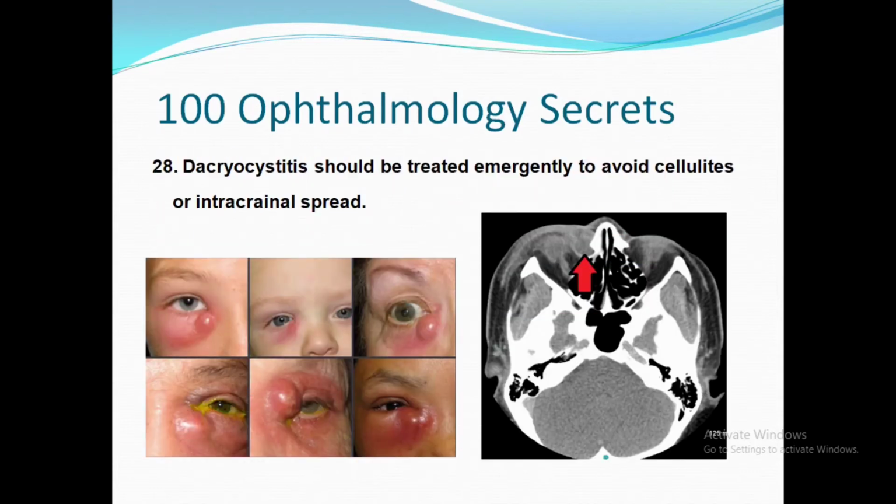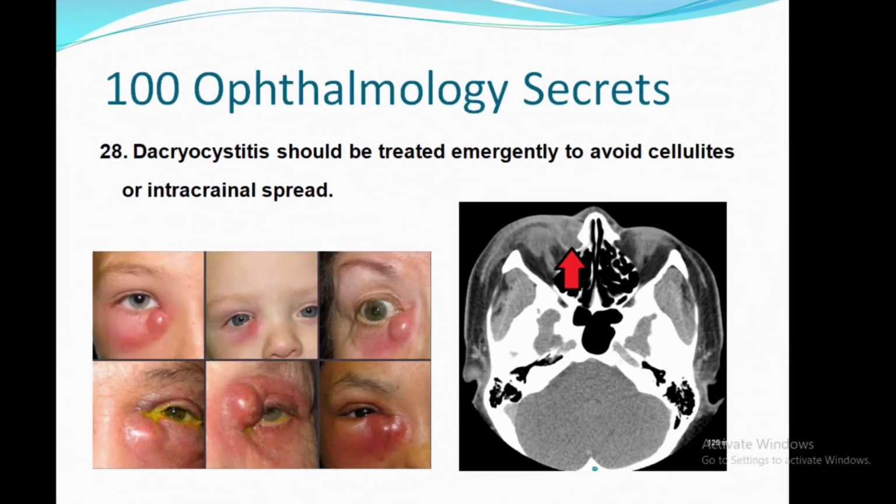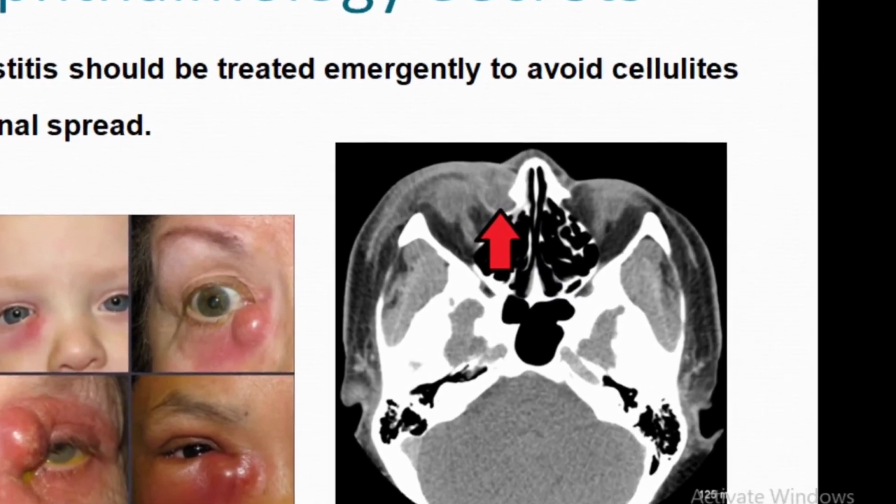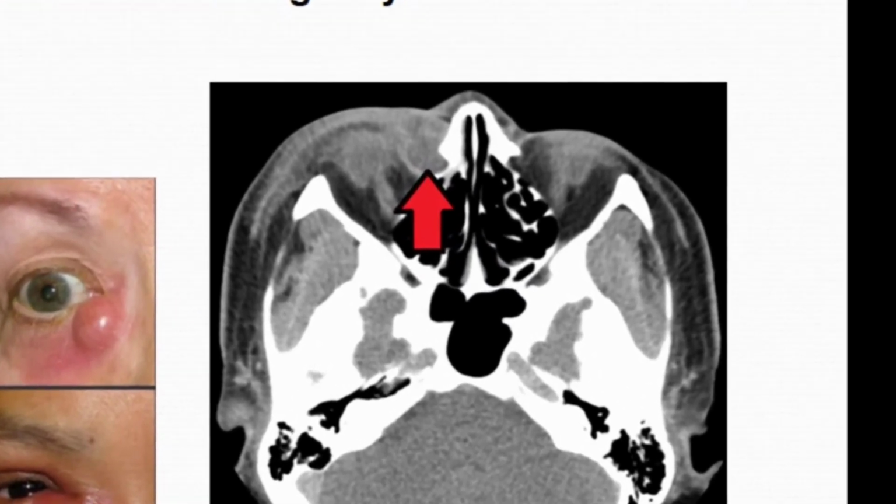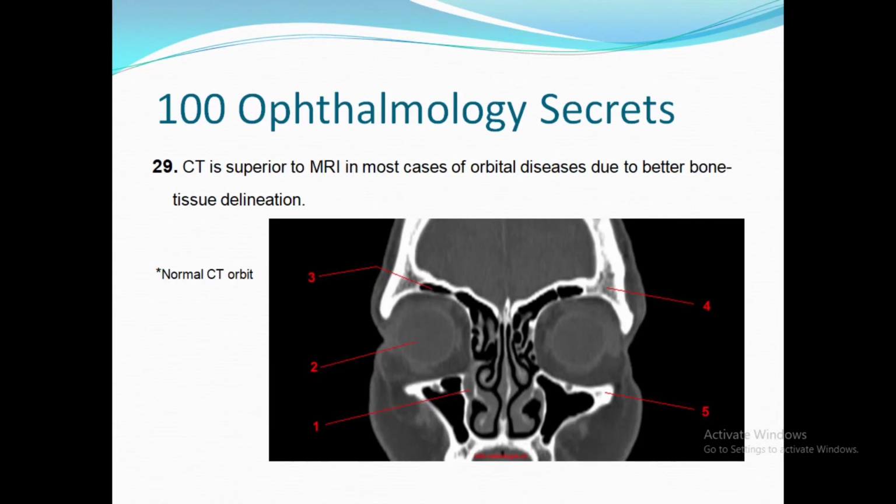Number 28. Dacryocystitis should be treated emergently to avoid cellulitis or intracranial spread. Number 29. CT is superior to MRI in most cases of orbital disease due to better bone tissue delineation, and here is a normal CT orbit.